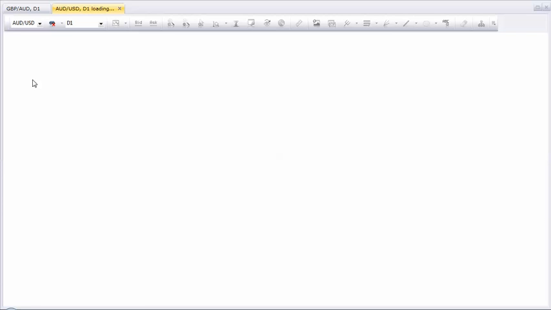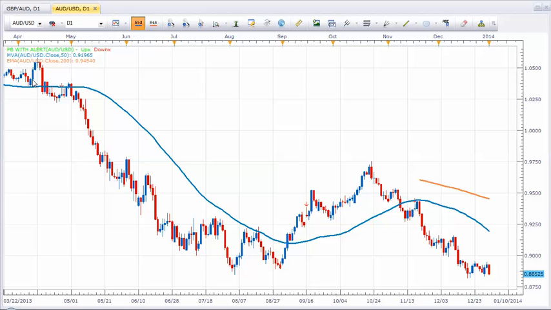Aussie dollar. Also, this is now, it's been range bound. It looks like this could be accumulation. We could be preparing to head back up. However, the trend is still clearly down. We're still very far below the moving averages. The moving averages are sloped down.